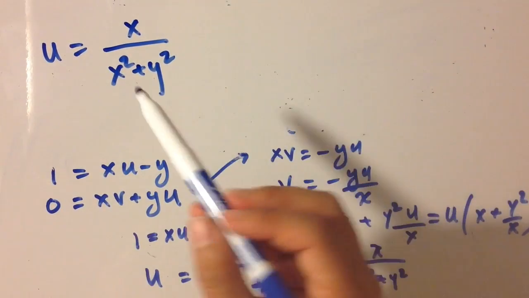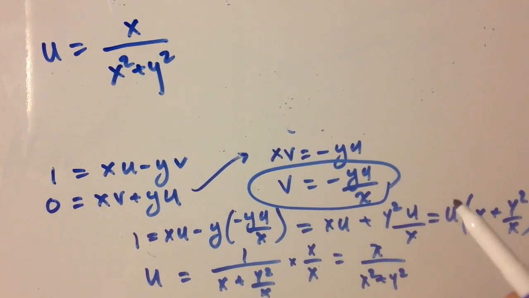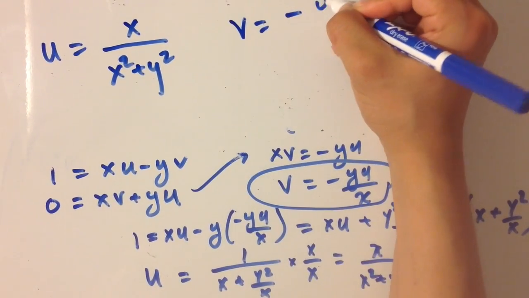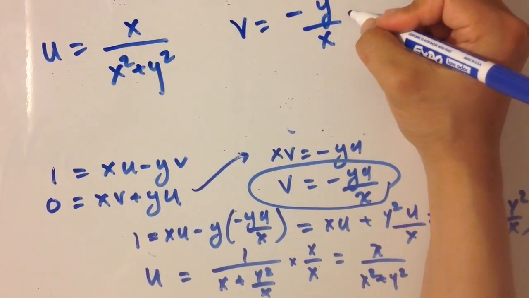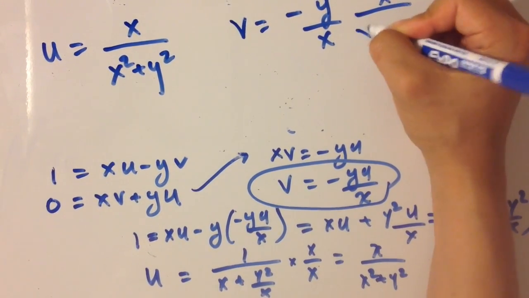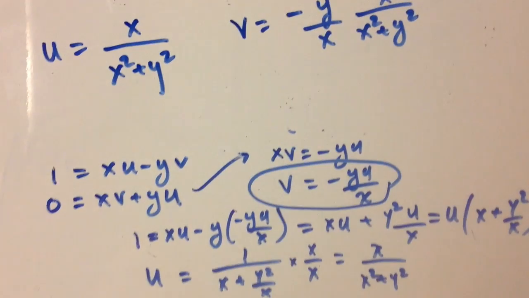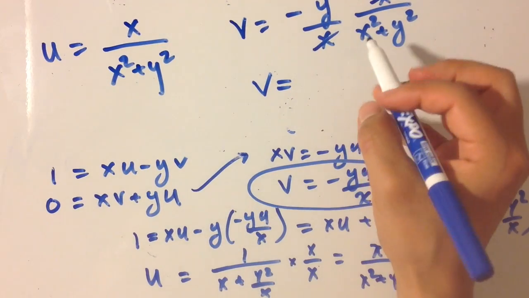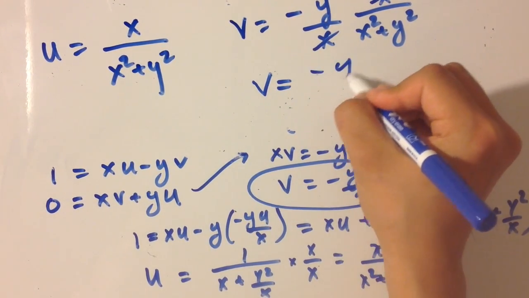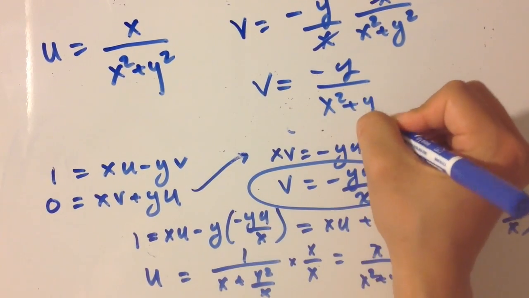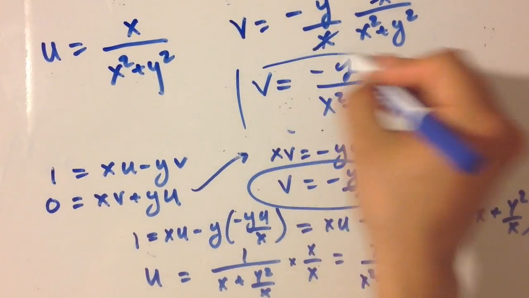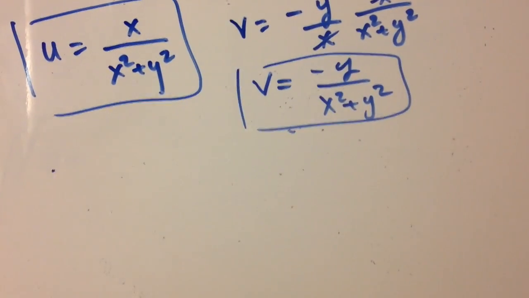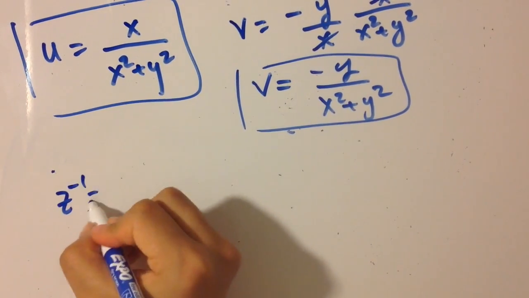Now to find v, we just plug u into this equation and we get that v is equal to minus y over x multiplied by x over x squared plus y squared. The x's cancel out and we are left with v equal to minus y over x squared plus y squared. So now we have found the multiplicative inverse, and we can now write it down.